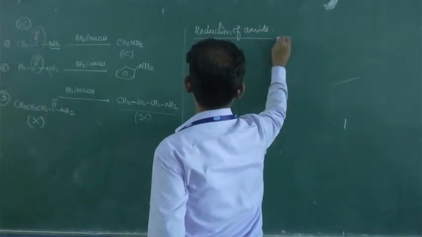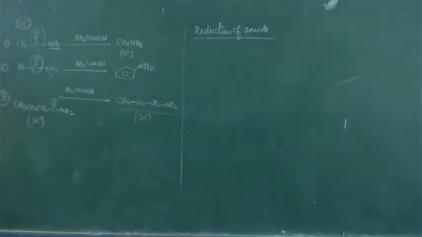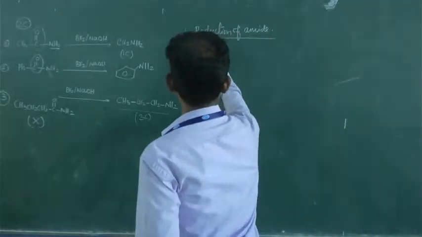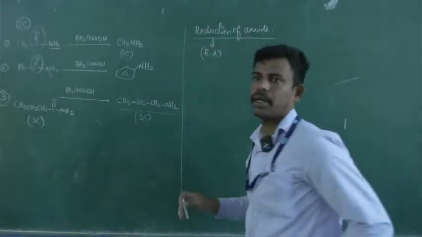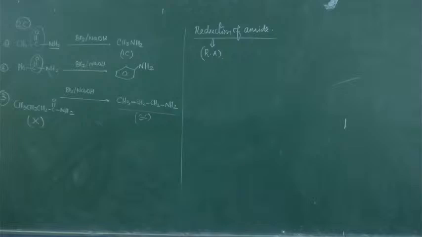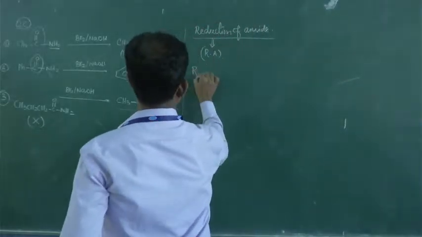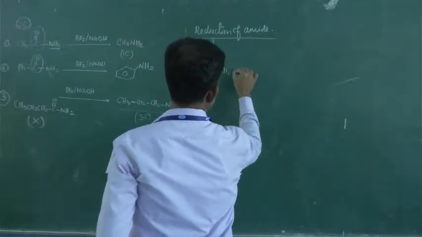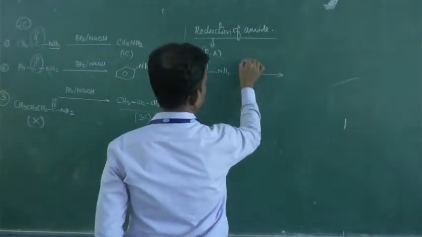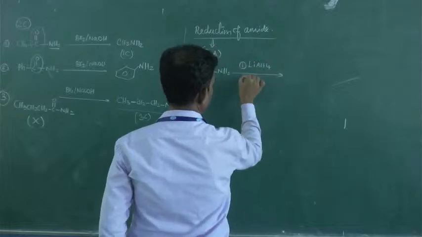Very important. The next method is going to be the reduction of amides. Clear? For reduction of amides, we need a reducing agent. Without a reducing agent, you cannot reduce them, right? So what you have to take is R-CO-NH2. The powerful reducing agent is going to be lithium aluminum hydride.